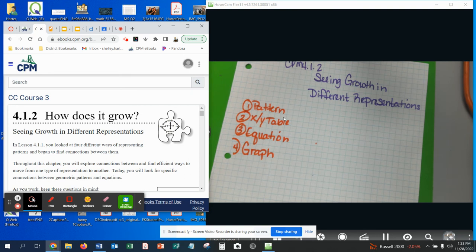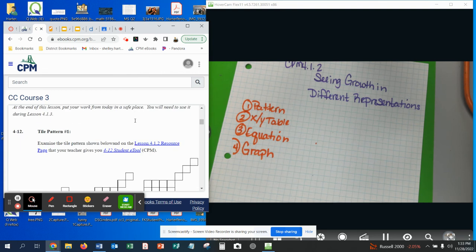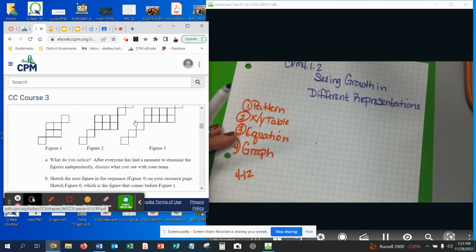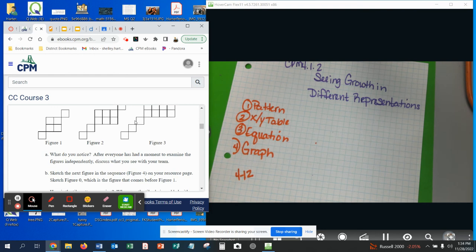So, if we look at 4-12, and we're naming it pattern number 1. Okay, pattern 1. Right, they give us the pattern. What am I going to need next? If we have the pattern, go. Exactly. I'm going to need an X and Y table. The X's are the figure numbers, meaning figure number 0, 1, 2, 3, 4, 5. So I'm going to write 0, 1, 2, 3, 4, and then 5, right?